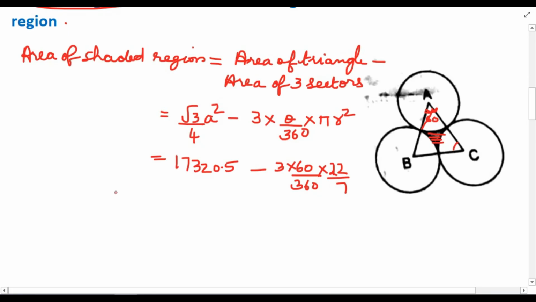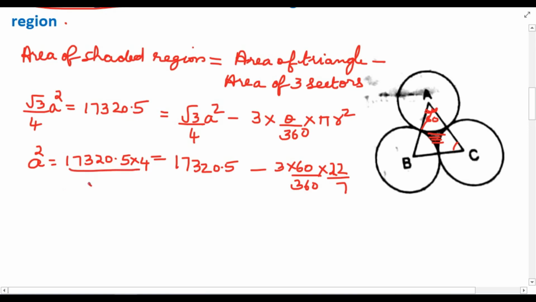So first we need to find the side of the triangle. So we have root 3 by 4 a square, the area of the triangle, which is 17,320.5 centimeters square. Now a square we need to find, then we can find out a, which is equal to 20.5 into 4 divided by root 3. The value of root 3 is 1.73205.